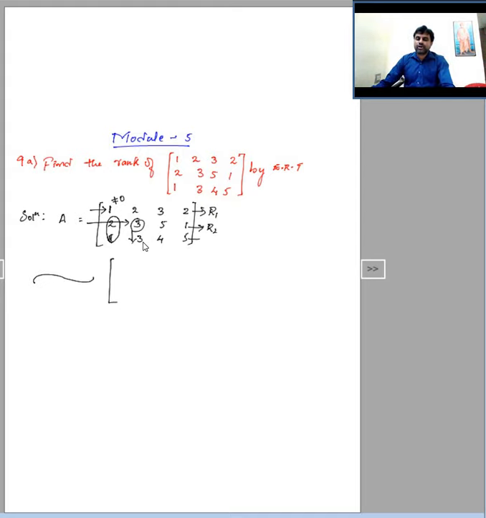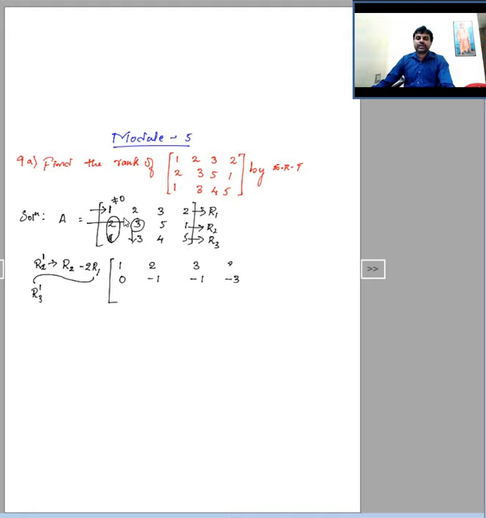The number of non-zero rows gives the rank of the matrix. That is what we should do now. So I will fix row 1 and I will make an operation for R2 and R3. That's why I am writing them as R2 dash and R3 dash.